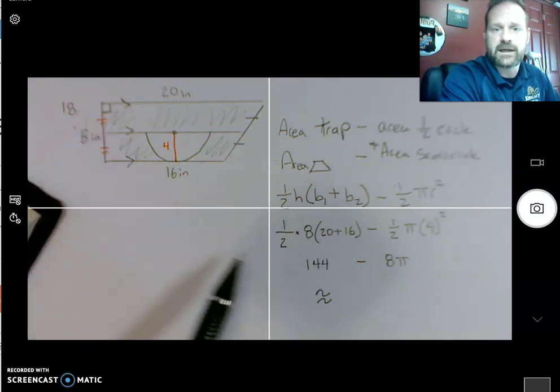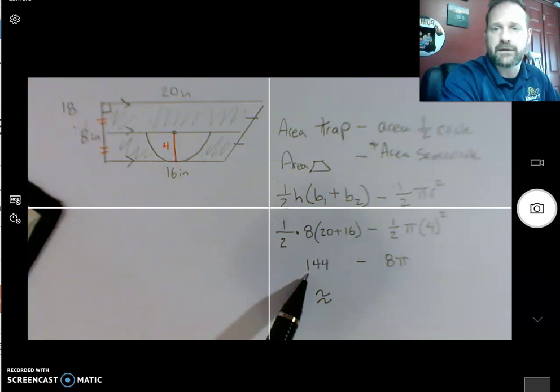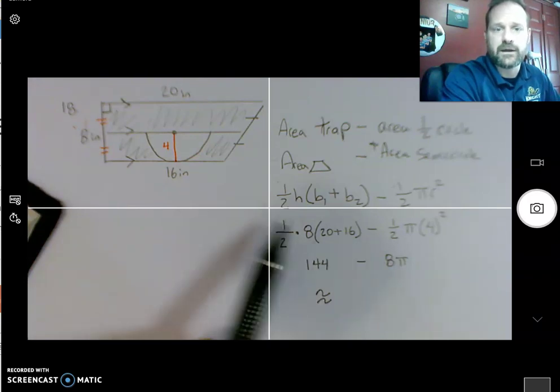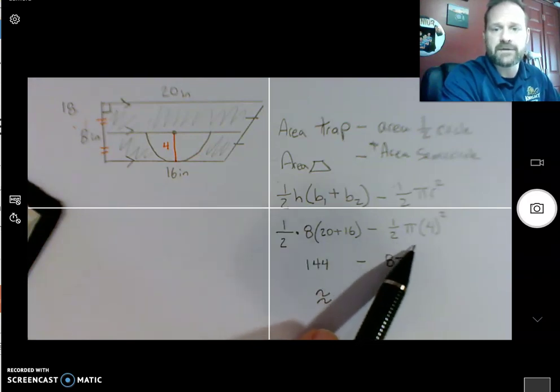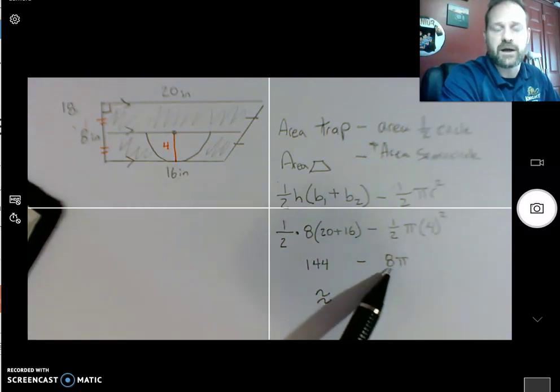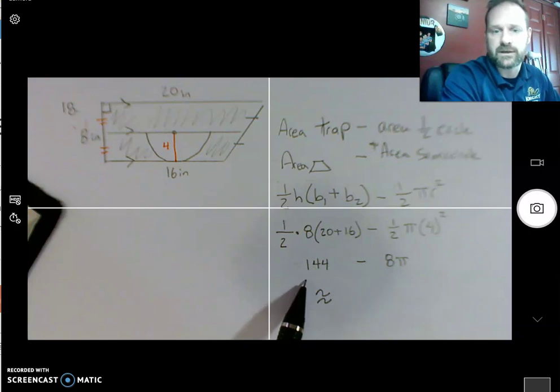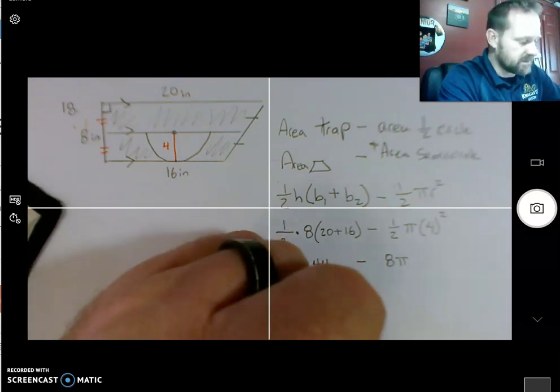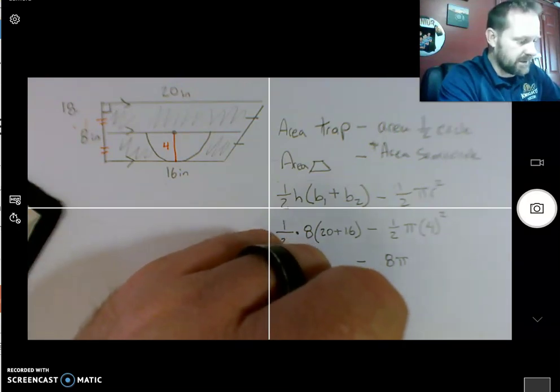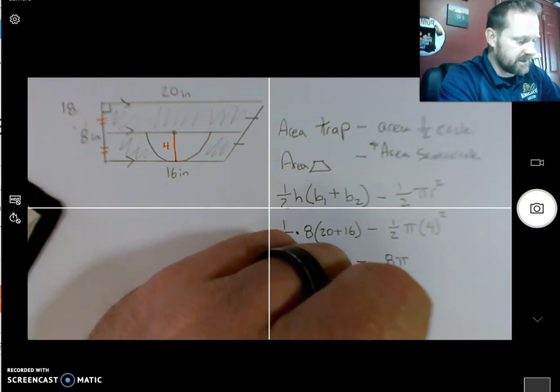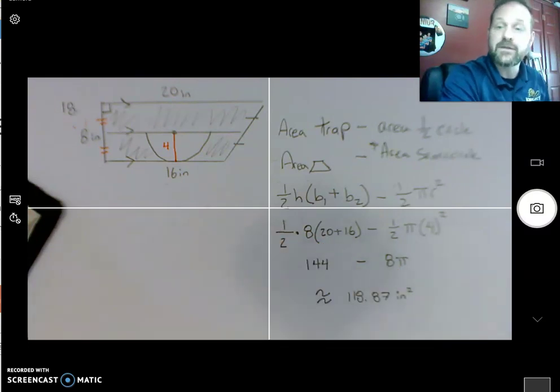Total height is 8. So calculating that out, it's 144, and then 1/2 times pi times 4 squared is 8 pi, and then this is a time where not leaving it in terms of pi is the better idea. So this is 118.87, and don't forget this. I often drop my units in the work. I just remember to always put it back in the answer. So don't forget to put your units back in your answer.